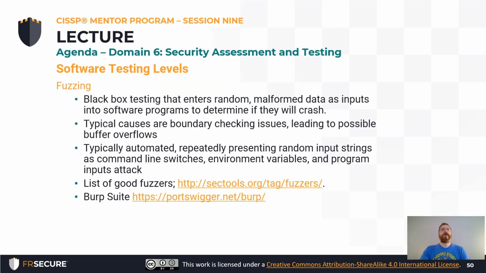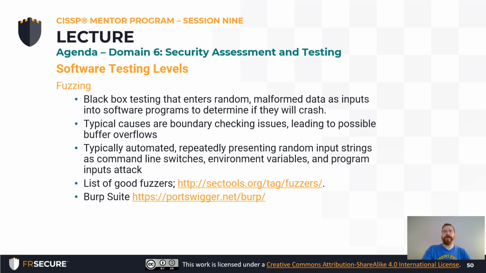All right. Fuzzing. So entering random malformed data, right? So this is going to be that boundary check, buffer overflows, right? Can we break the software by just throwing random stuff at it? This is going to be automated variable inputs, the command line, environment variables, program attack inputs. So things like knowing what the software was written in and knowing kind of what those environment variables or things like that would be. Just throwing random stuff in there and seeing what happens.